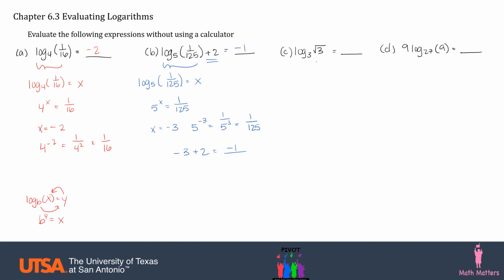Then we have log base 3 of the square root of 3. So let's set this up like this. We have 3 to the x equals, and let's rewrite this square root of 3. We know that if we square root something, we take it to the half power. And so since they have the same base, we know that x equals 1/2. So in this case, our answer is 1/2.